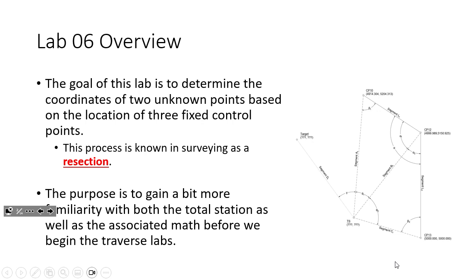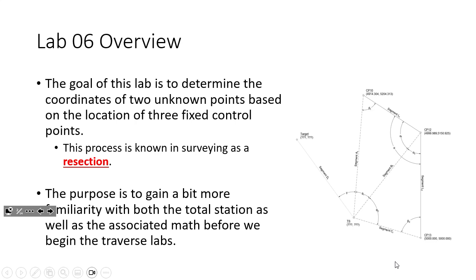There are 2 ways of doing a resection. There's a 2-point resection and a 3-point resection. We're going to do the 3-point resection, since to do the actual resection, all it takes is these coordinates and then 2 angles, which you will measure.